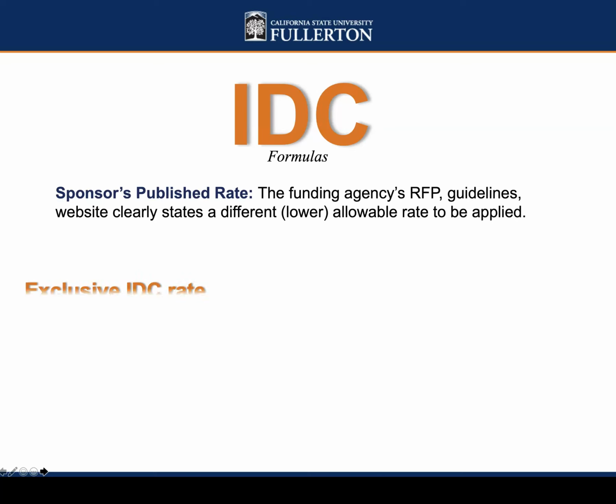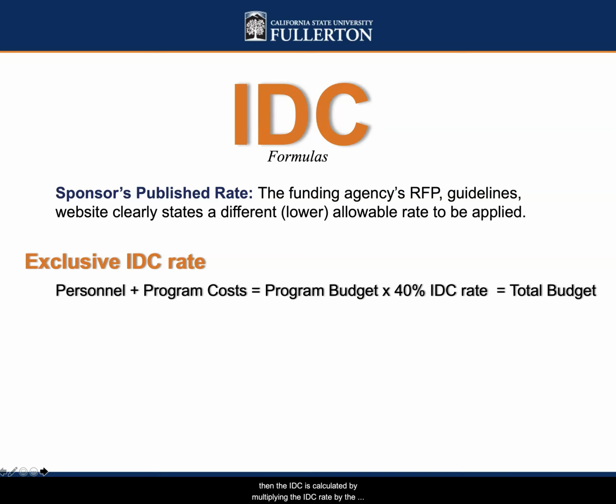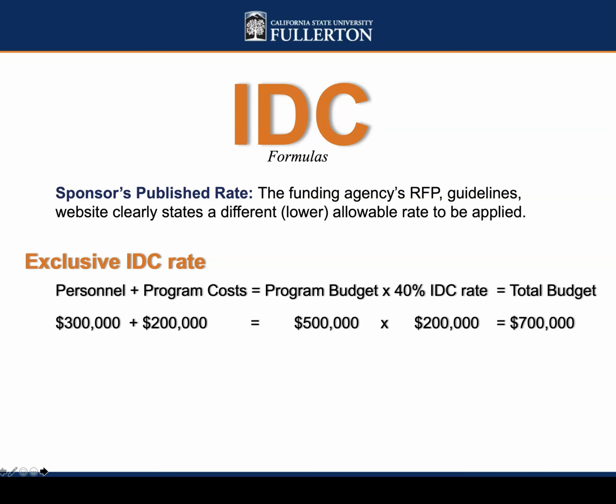It is very important for faculty to understand IDC, how it's calculated, its purpose, use, and how it's allocated and distributed. Let's look at this visually. If the sponsor states that the IDC is exclusive, then the IDC is calculated by multiplying the IDC rate by the total personnel plus program costs. Let's use numbers to make it crystal clear.